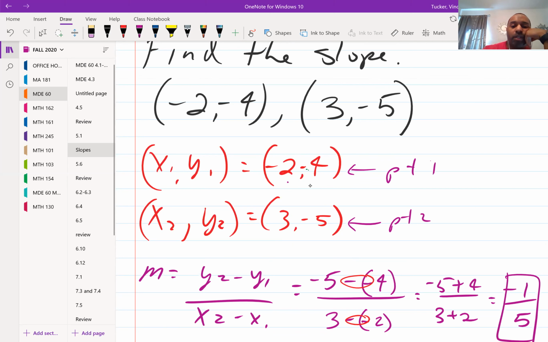And then we'll do x2, which is 3, minus x1, which is -2. So we have 3 minus -2. A negative to a negative turns positive. So that's why we have -5 plus 4 over 3 plus 2. And that'll be -1 over 5.